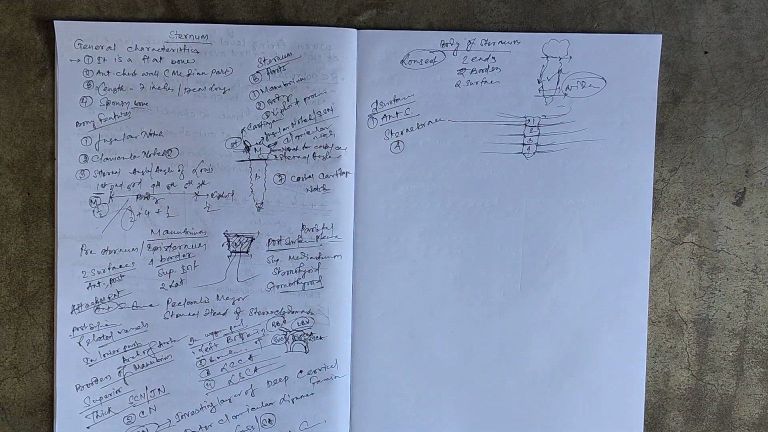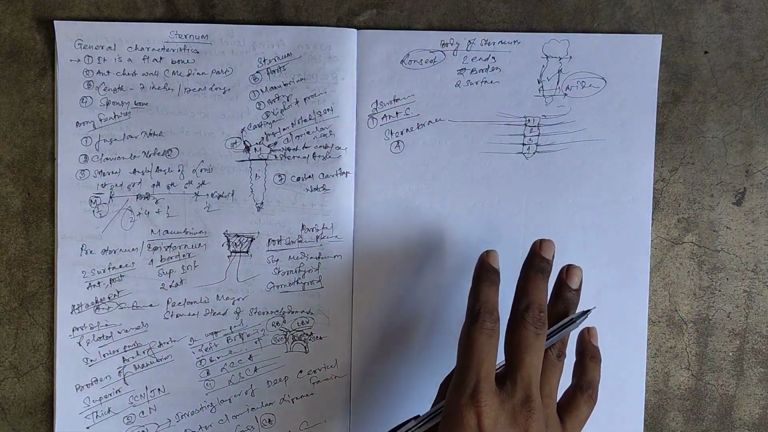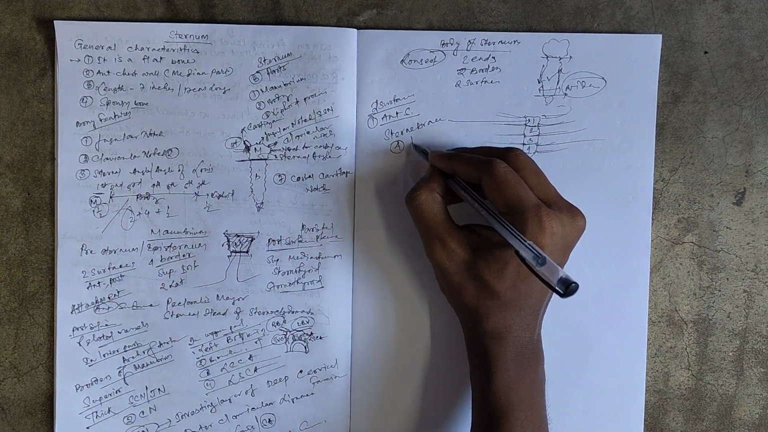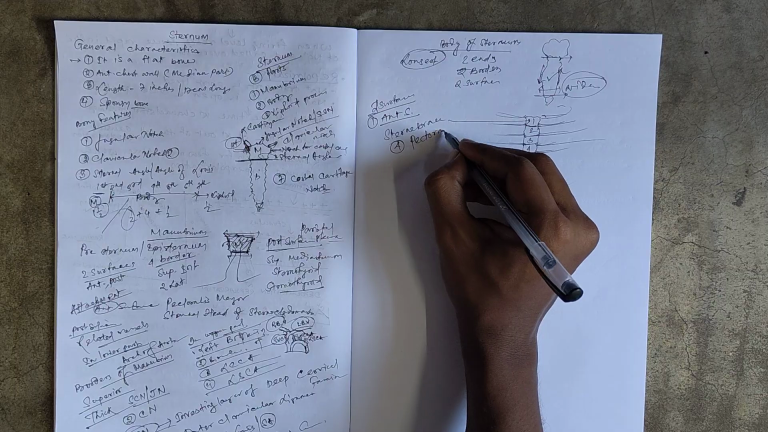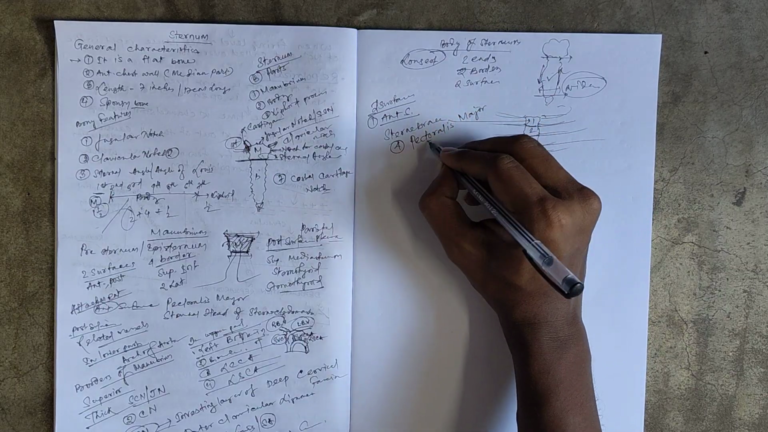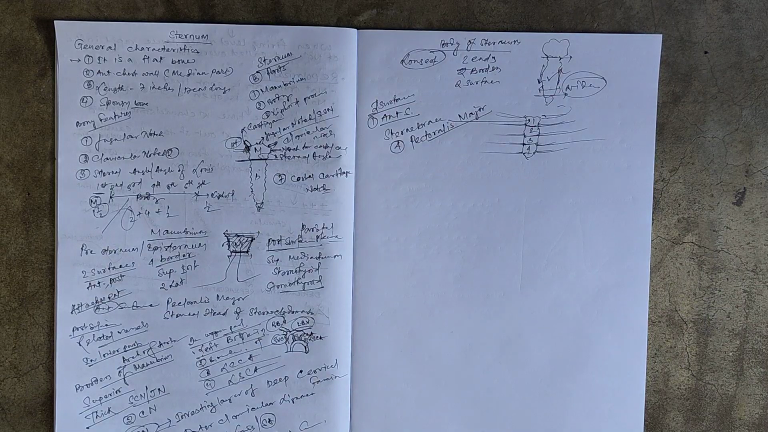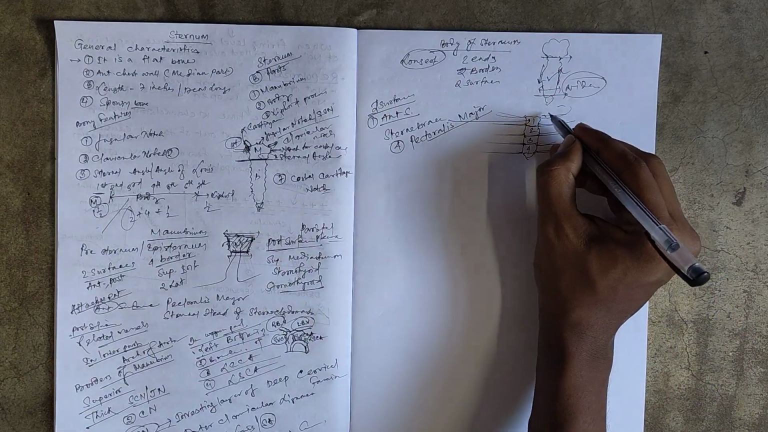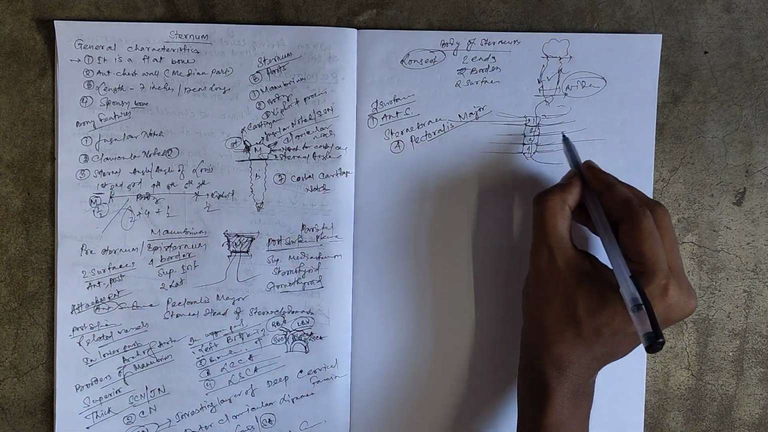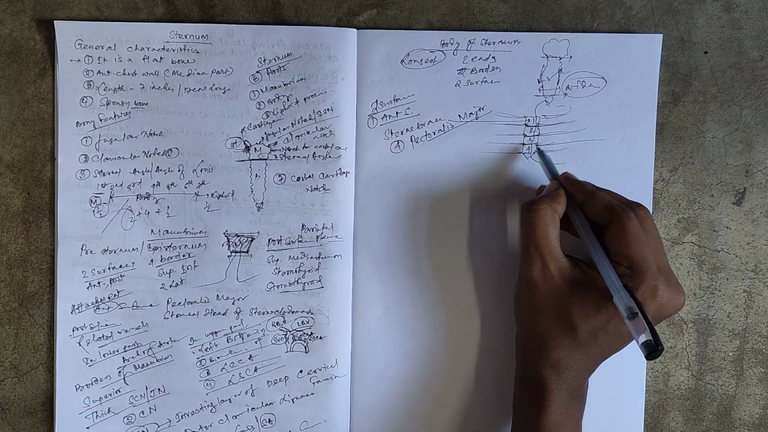Sternebrae are four in number. And this surface gives origin to the pectoralis major on the corresponding half. So the anterior surface muscular attachment is pectoralis major only. Pectoralis major coming like this. And the horizontal ridges connect the sternebrae.